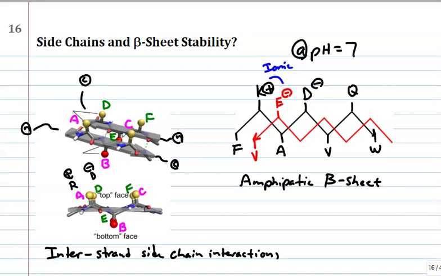Let me emphasize, when it comes to stability or lack of stability, we have to consider inter-strand side chain interactions. But let's keep making our amphipathic beta sheet. We could make this isoleucine perhaps. Then we need to go up here. Again, I'm moving along the red strand. We started nonpolar, then we went polar, nonpolar, so let's just go polar. Wow, that'd be a beautiful hydrogen bond between D and N.